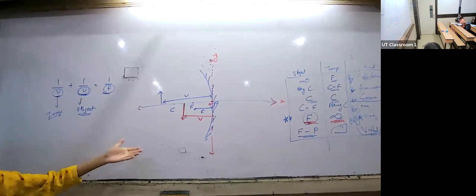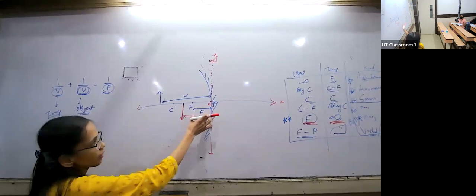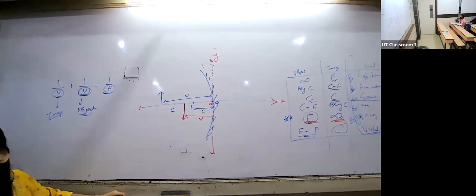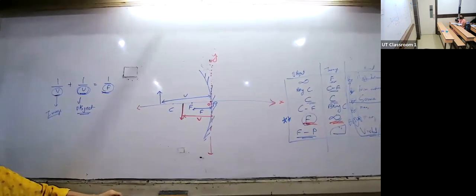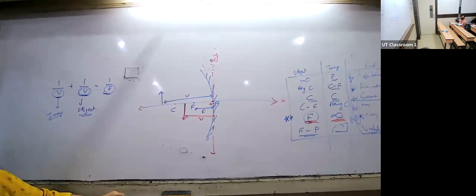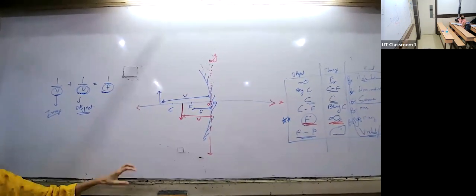Again, this F is on this side. So my focal length is also negative. Is this clear?